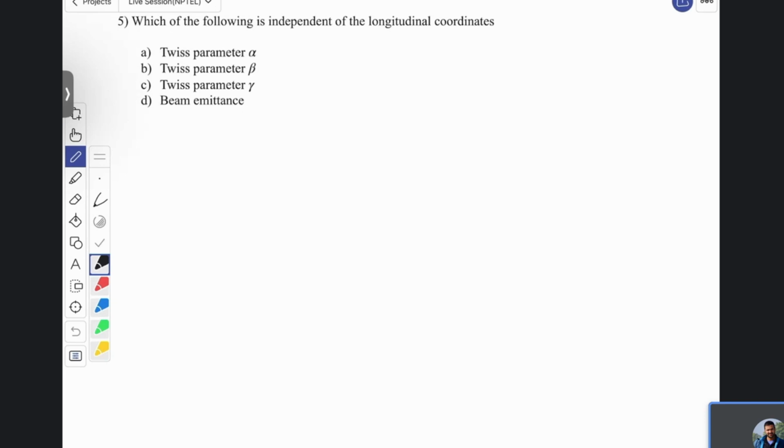Now, next question: which of the following is independent of longitudinal coordinates? So alpha, beta, and gamma all three depend on the longitudinal coordinates, as I just showed. The beam emittance does not depend on the longitudinal coordinates. So D is the correct answer. Beam emittance just depends on the area of the largest ellipse, which is not a function of s.